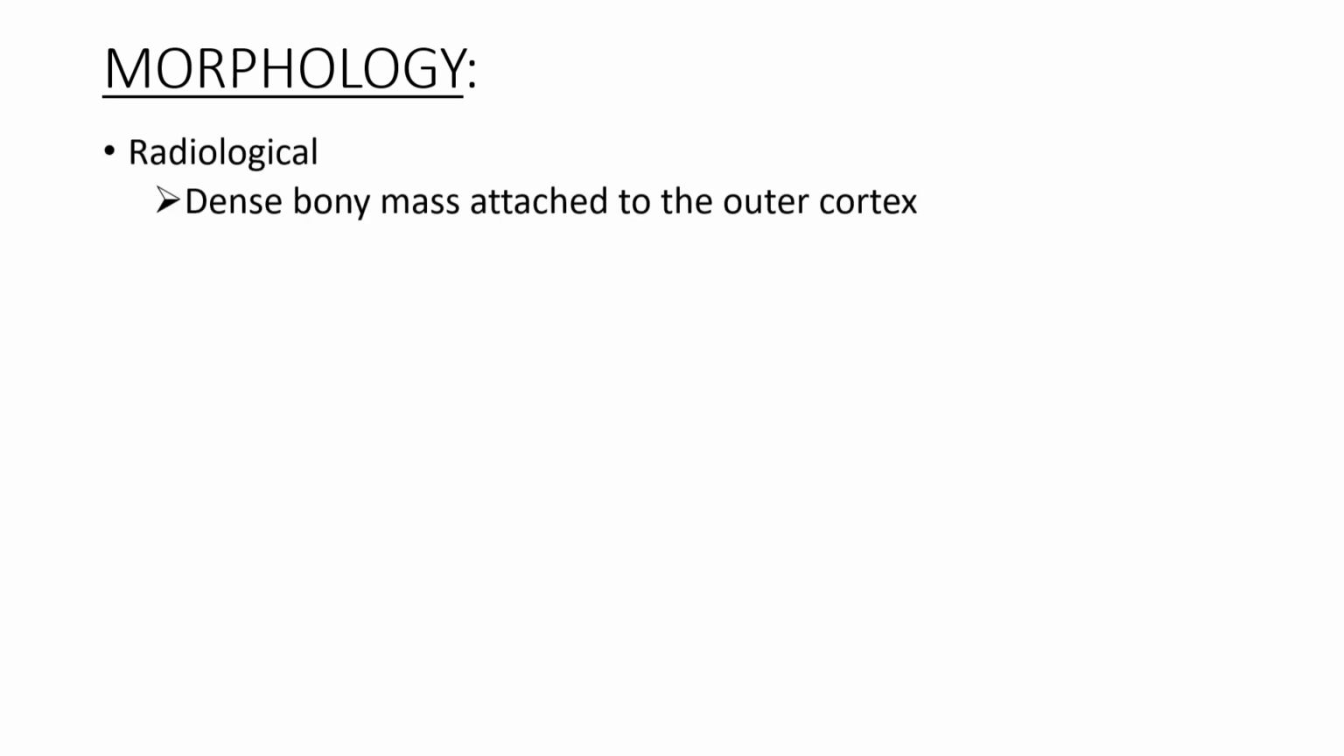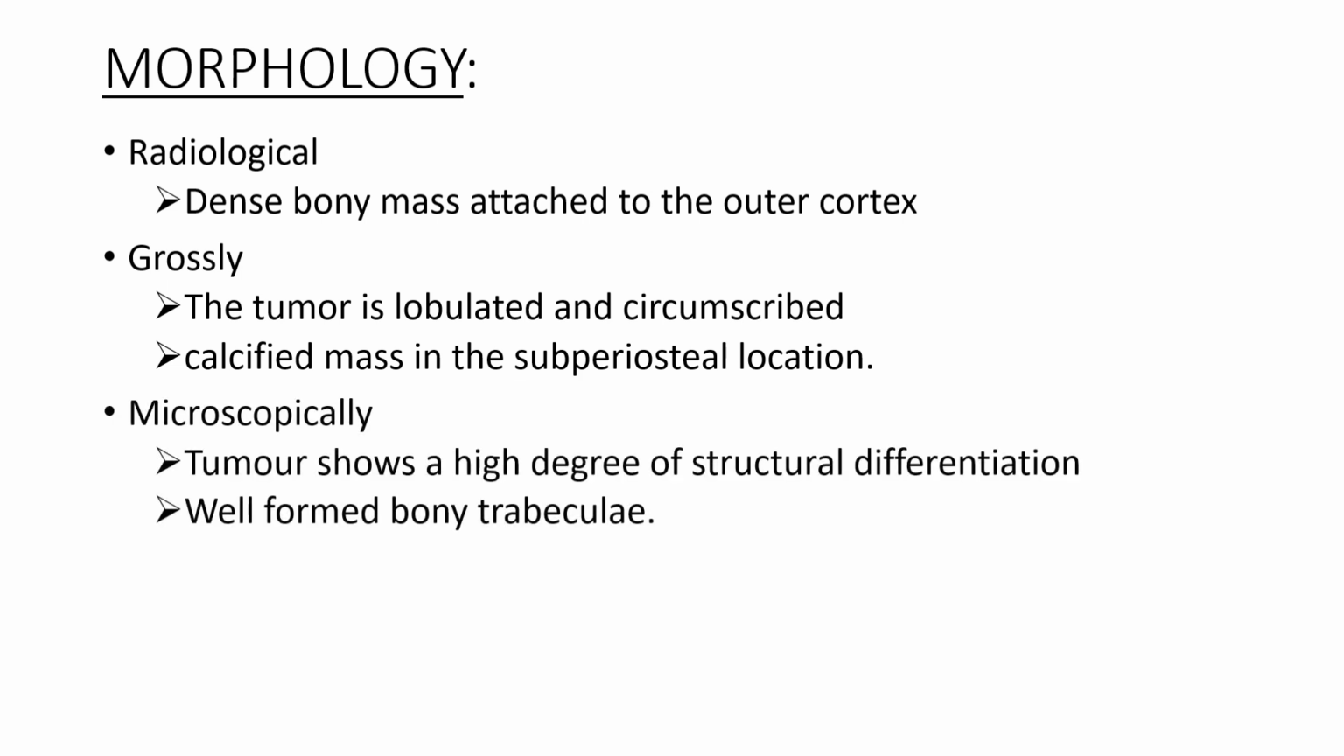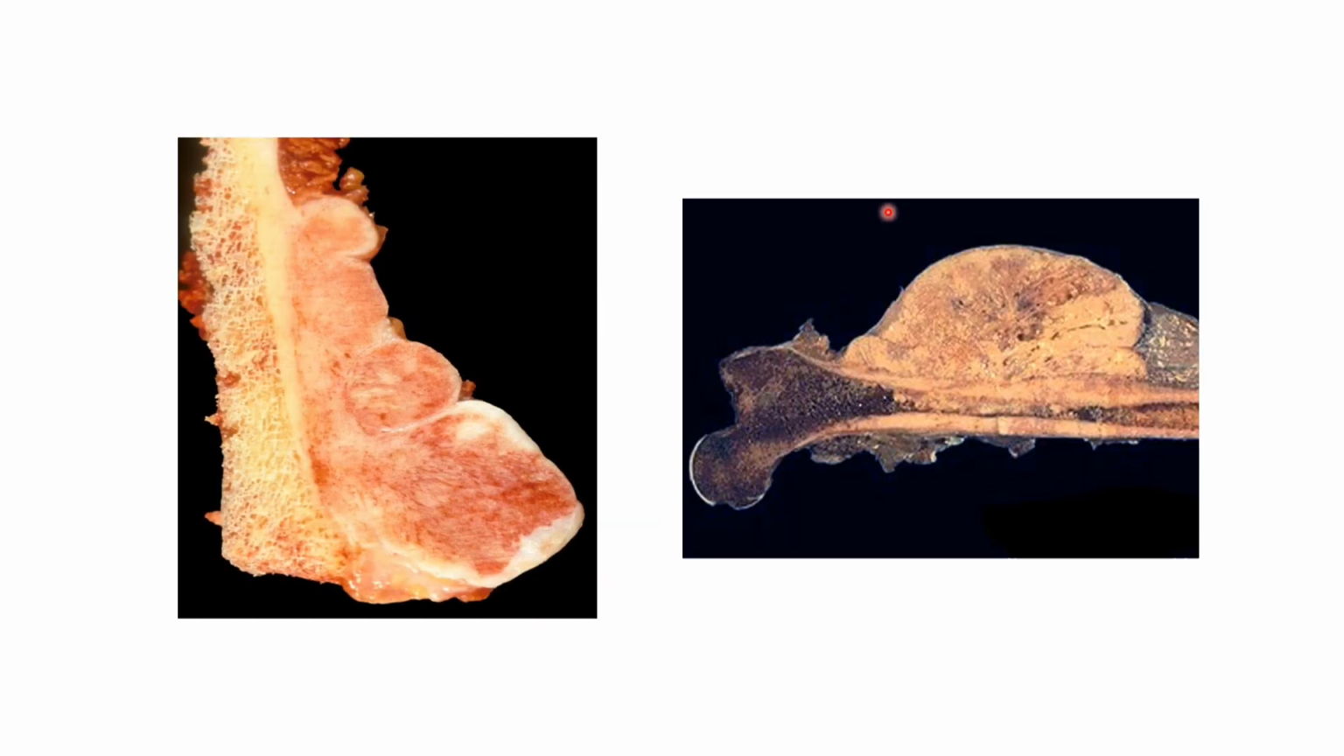Coming to the morphology of the parosteal osteosarcoma, radiologically they are visible as dense bony mass attached to the outer cortical region of the bone. Grossly they are visible as lobulated and well circumscribed tumor. There will be a calcified mass in the subperiosteal region. Microscopically, these tumors show a high degree of differentiation and there will be well-formed bony trabeculae. You can see a lobulated calcification in both of these images, which is well circumscribed.